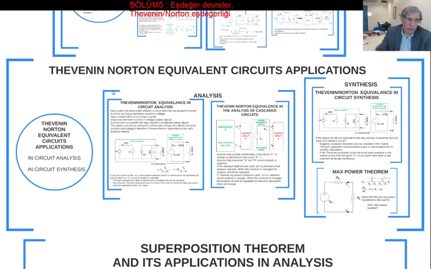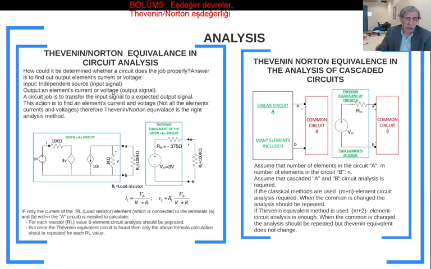For the analysis, let's see how we're going to use Thevenin equivalence in circuit analysis. Now let me read it and then come to how to use it. How could it be determined whether a circuit does the job properly? So let's say you have a circuit and it does a job. How do we know that it does the job properly, whether it works properly or not? The answer is to find out the output elements' currents and voltages.